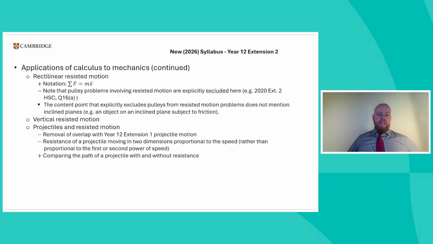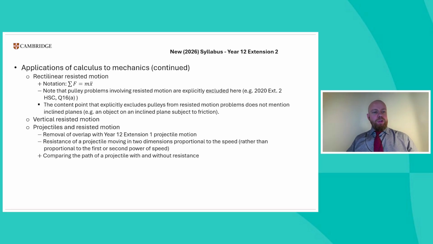Rectilinear resisted motion. Just the sigma notation there for the sum of all forces acting on a particle is new. There's a content point here that explicitly removes pulley problems from a situation where they experience resisted motion. And as I mentioned, 2020 Extension 2 HSC 16A actually had a pulley problem where you had two masses and each mass was also experiencing air resistance. So that was a bit of a tricky problem for sure. But according to the new syllabus, that is not fair game anymore.